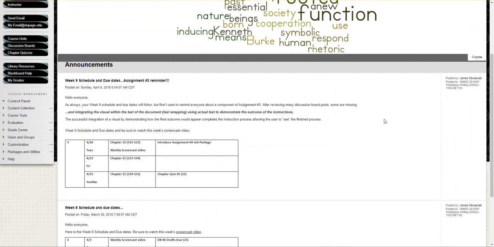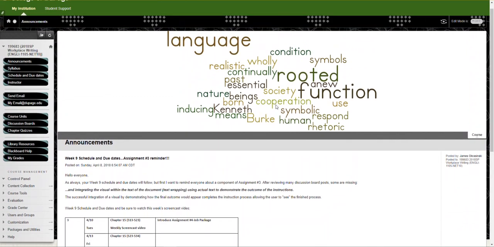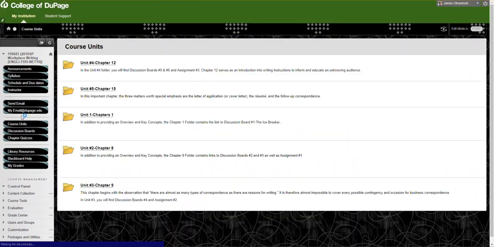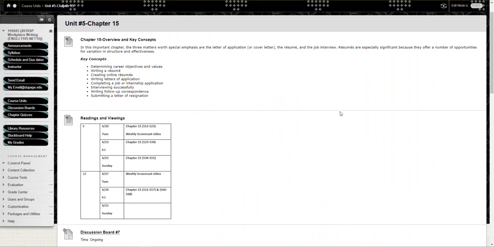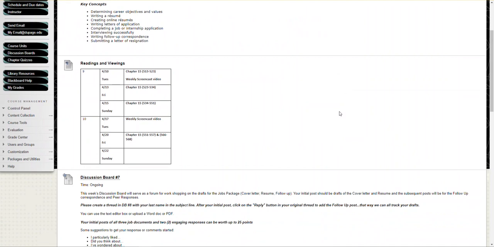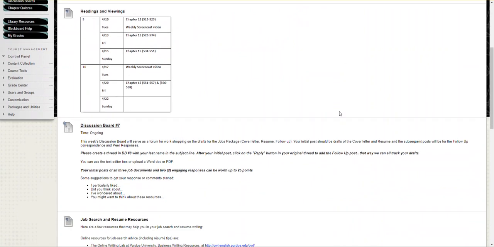So we're going to be moving on to the jobs package, our next unit. Quickly moving to the course units, chapter 15 is the jobs package, and the overview and key concepts are there with some of the readings. I believe this week we have only the chapter quiz that is due, saving drafting for next week.